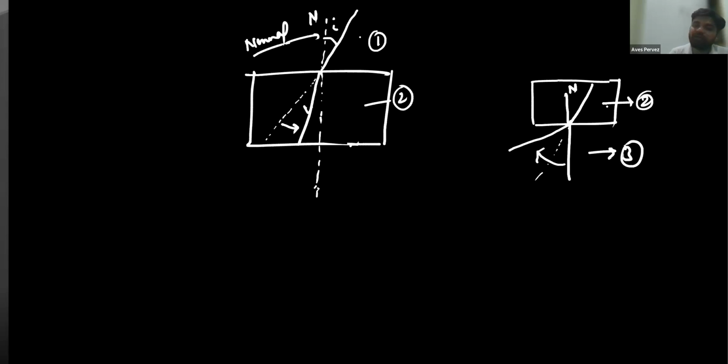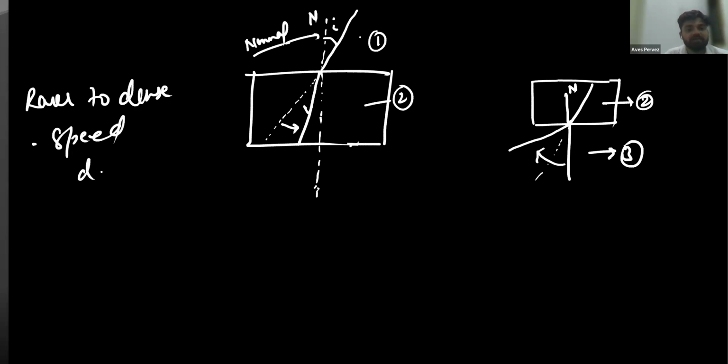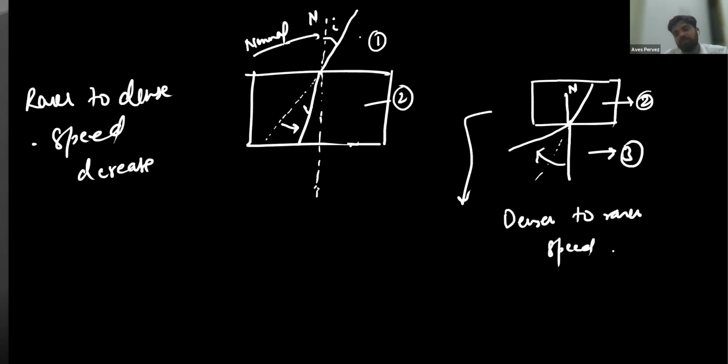When the light ray passes from rarer to denser, the speed decreases. And when it passes from denser to rarer, the speed increases. Got it? Please note it down.